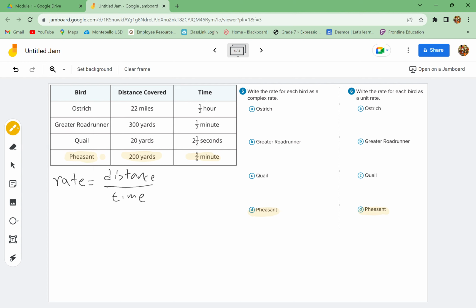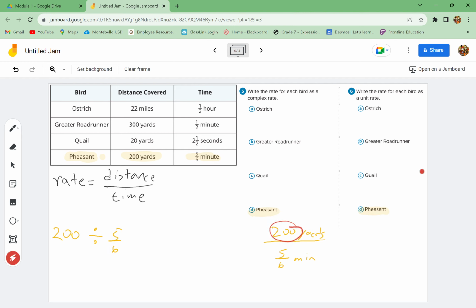So when we write our complex rate, again, write a division. Notice my distance is 200 yards, and my time is 5/6 minutes. So what I need to do is set it up. I have here 200 yards divided by 5 sixths, right? What does that mean?